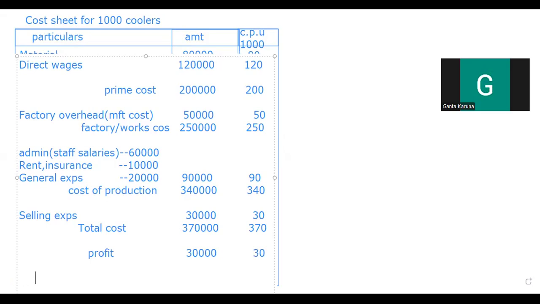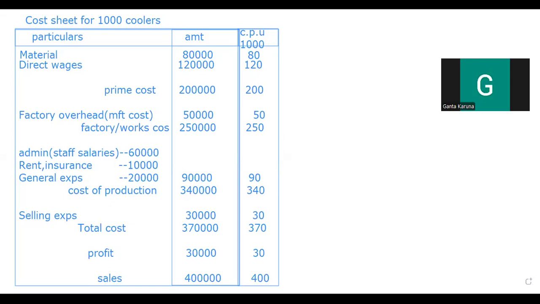So therefore, my sales is equal to 4 lakhs, which is a cost of 400 rupees. So this is the data he gave. I'm just using my data and I got to know about this one. This is the total information which he has given us.